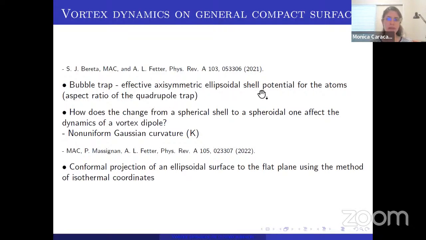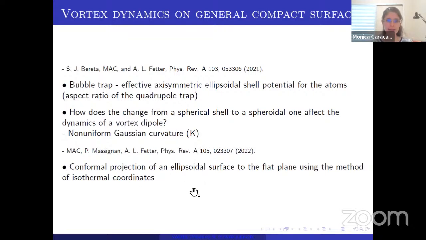Okay? Basically because of the effect of the ratio the trap produces, there is a necessity of going further than this. The question that appears is how the change from spherical to spheroidal shapes affects the dynamics of the vortex dipole. You have to remember that when you go to spheroidal shapes, you don't have uniform Gaussian curvature anymore. And this is the result of a second work that we have, trying to generalize that spherical dynamics.